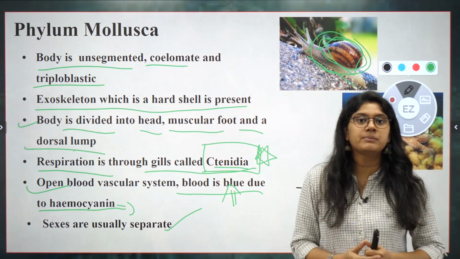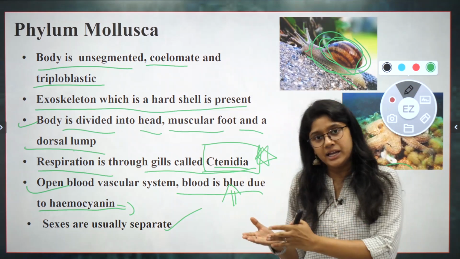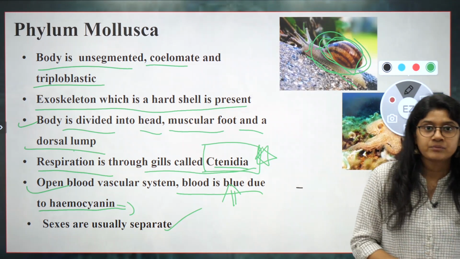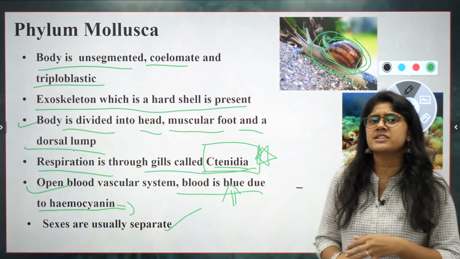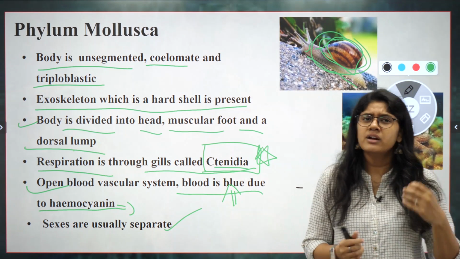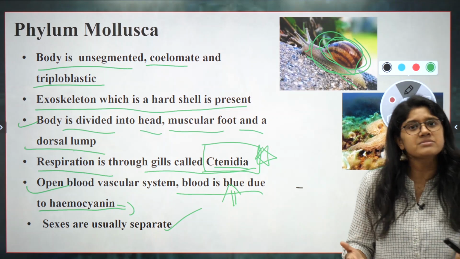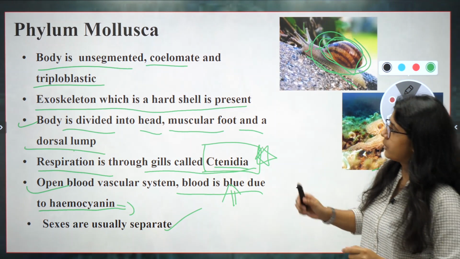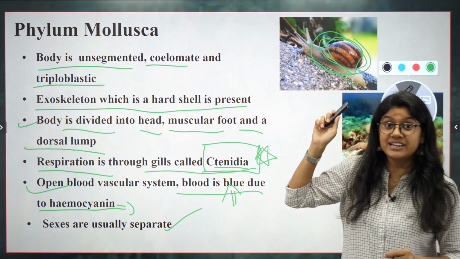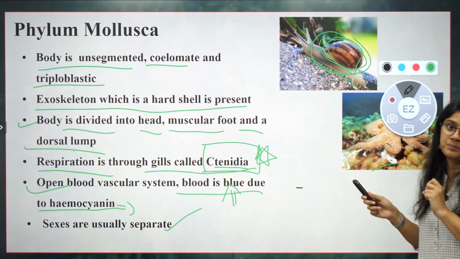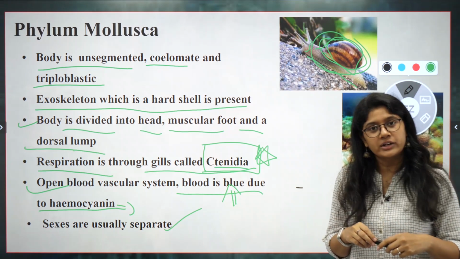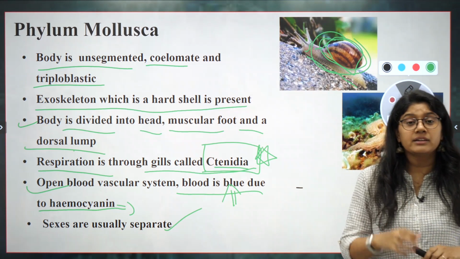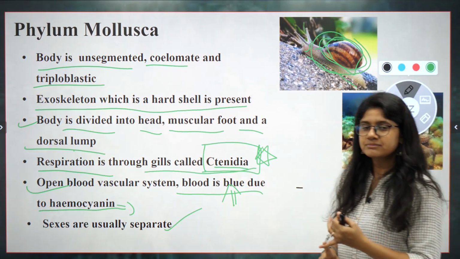Okay, and of course the sexes are completely separate. Different animals will be carrying their own gender. There will be a male and then there will be a female. So mollusca means soft body, unsegmented, triploblastic, usually found in the water, marine water mostly, sometimes fresh water also. Okay, and of course some of them, like snail, are the terrestrial animals also. This is the second largest phylum.